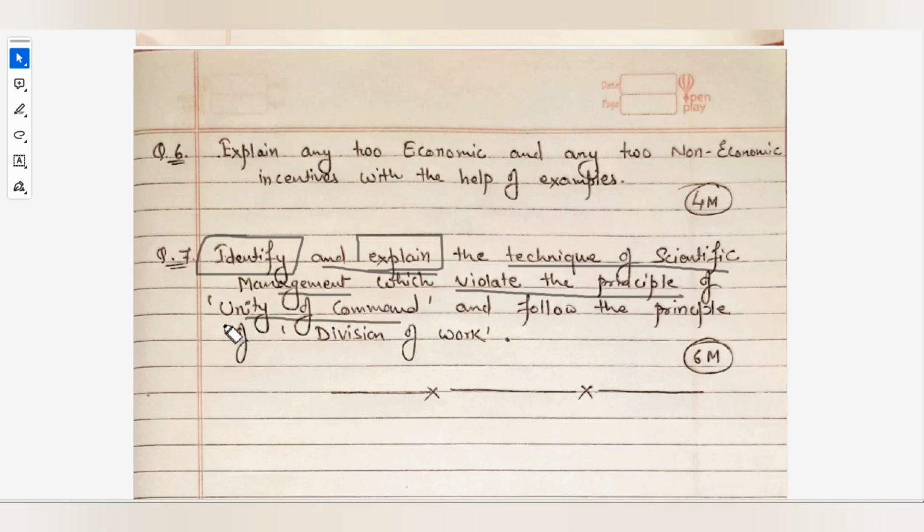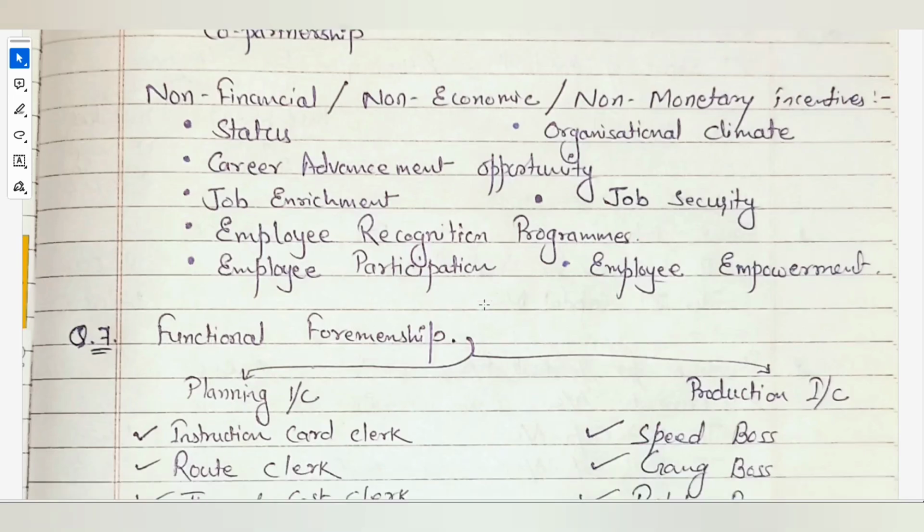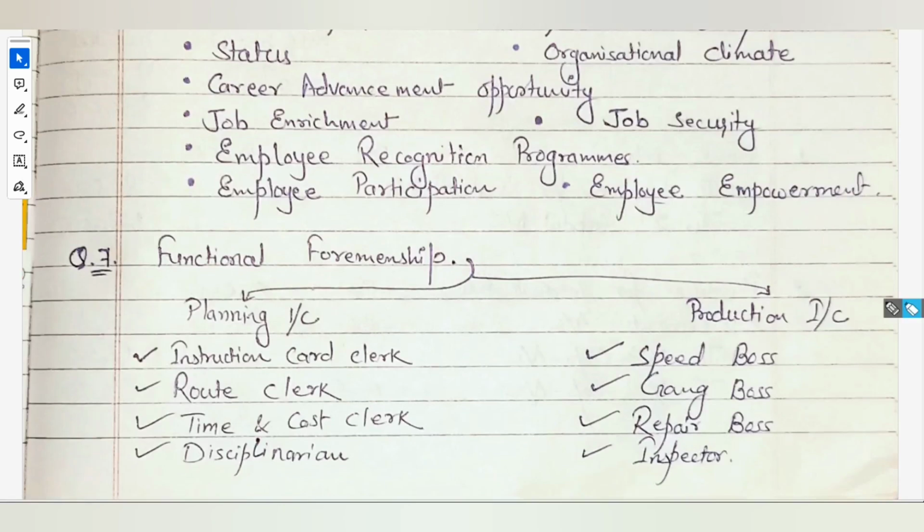And we know that unity of command is one of the general principles of management, which has been given by Henry Fayol. So it is that technique which does not follow the principle of unity of command and follows the principle of division of work. It strictly follows one principle of general management, that is division of work, but does not follow another, that is unity of command. So I think you all may guess the answer. It is functional foremanship, because the work has been segregated as per their knowledge and skills.